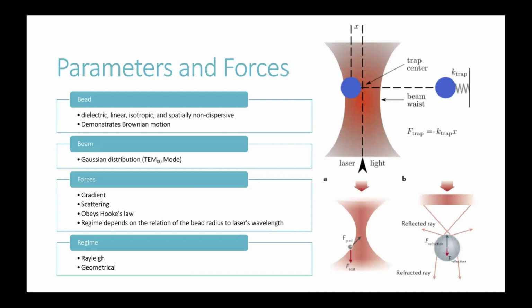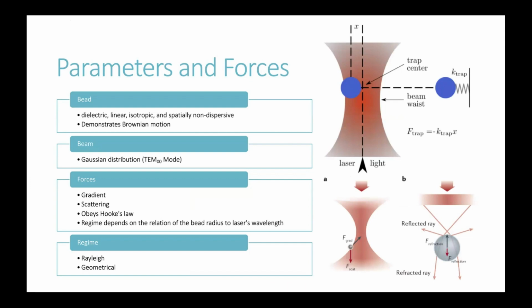Now, to introduce how the system works, we need to understand the parameters. We assume that the bead is dielectric, linear, isotropic, and spatially non-dispersive. The laser has a Gaussian intensity distribution, and so when this beam hits the bead, basically some of the light is either refracted into the bead or it is reflected, applying a momentum to the bead, and this in turn affects what forces are applied that keep it within the beam waist.